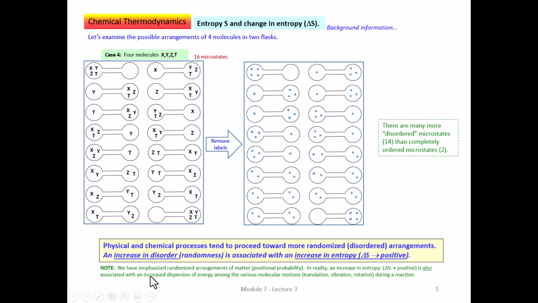Now we've emphasized randomized arrangements of matter. This is called positional probability. In reality, an increase in entropy, a positive delta S, is also associated with an increased dispersion of energy among the various molecular motions, translation, vibration, and rotation during a reaction. We'll have more to say about that soon.